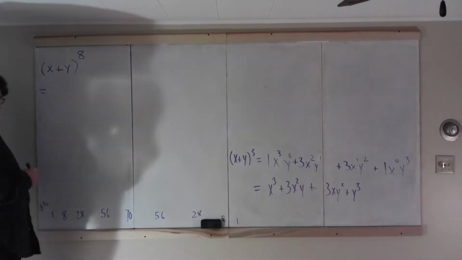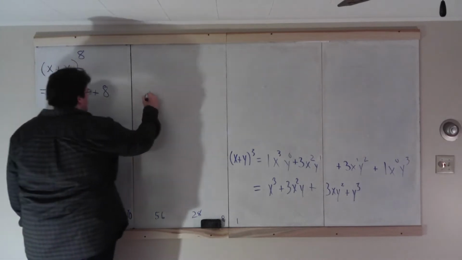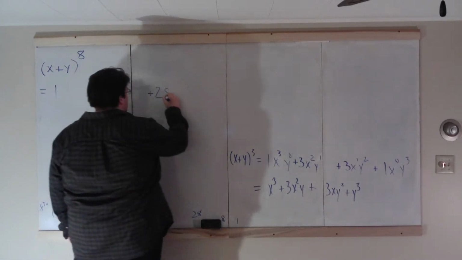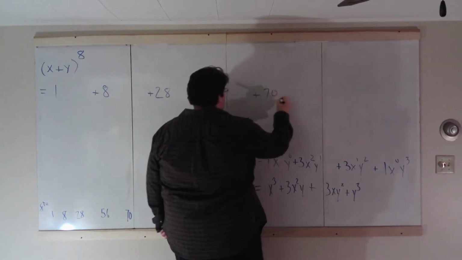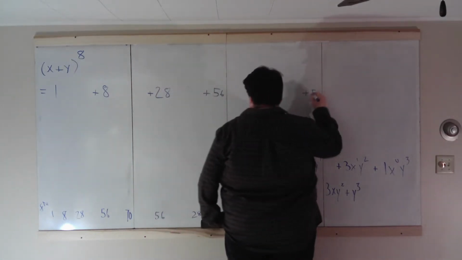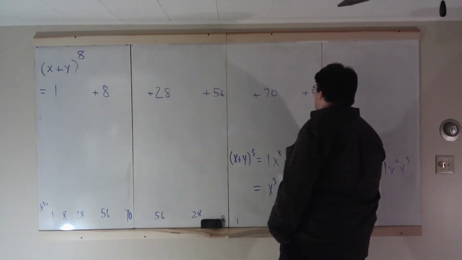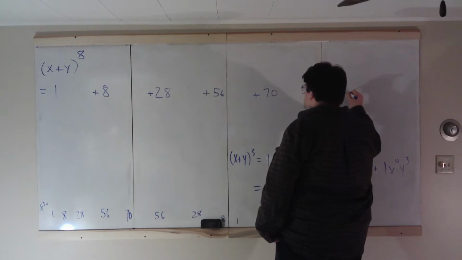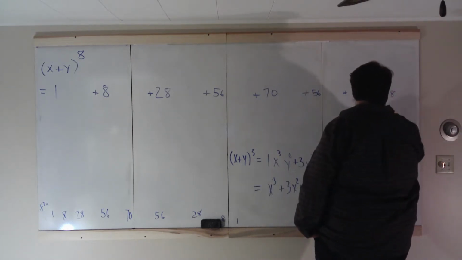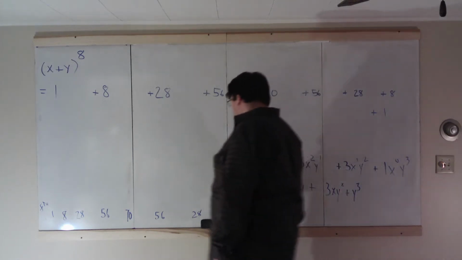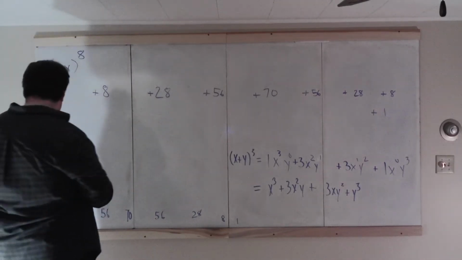Equals what? Well, let's write these numbers. 1 plus 8 plus 28 plus 56 plus 70 plus 56 plus 28 plus 8 plus 1. No, that's not going to fit. How many numbers? 9? I'll do it like that. 1, 8, 28, 56, 70, and so on.